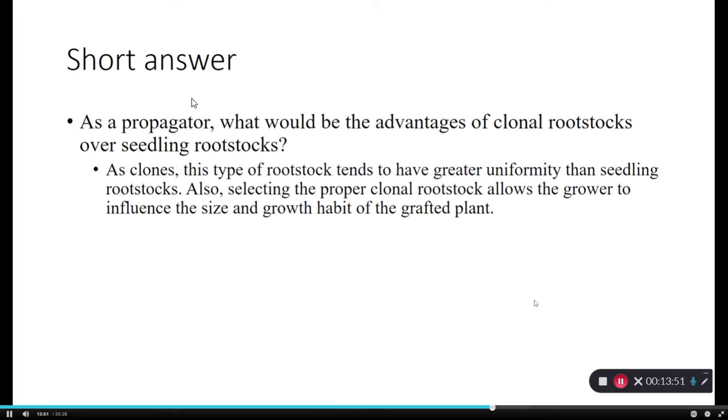The advantages of clonal rootstocks over seedlings is primarily that of uniformity. The clonal rootstocks tend to be much more uniform in their phenotypic characteristics. Maybe to a lesser degree, you might prefer clonal rootstocks because it allows you to influence the final size and growth habit of the grafted plant. If you choose the proper clonal rootstock, it might allow you to have a dwarf or super dwarf fruit tree.